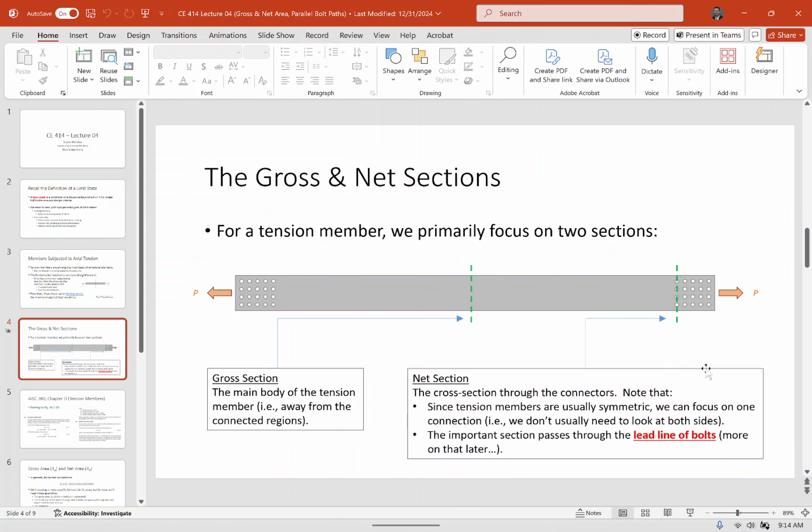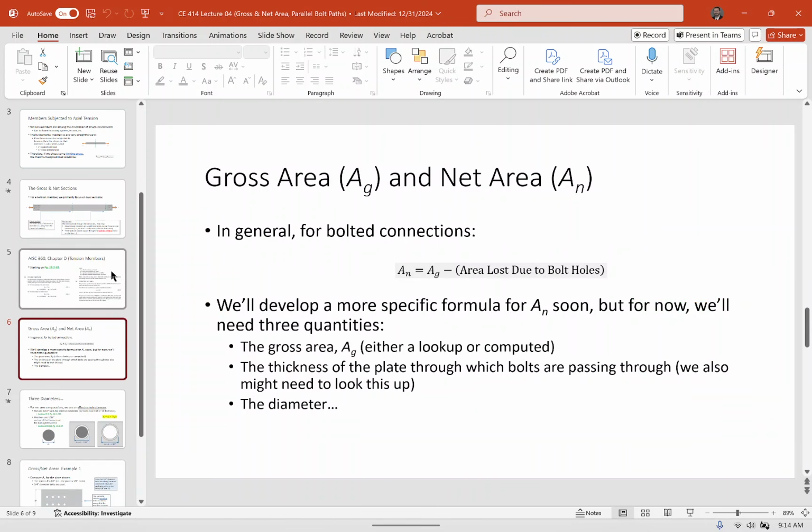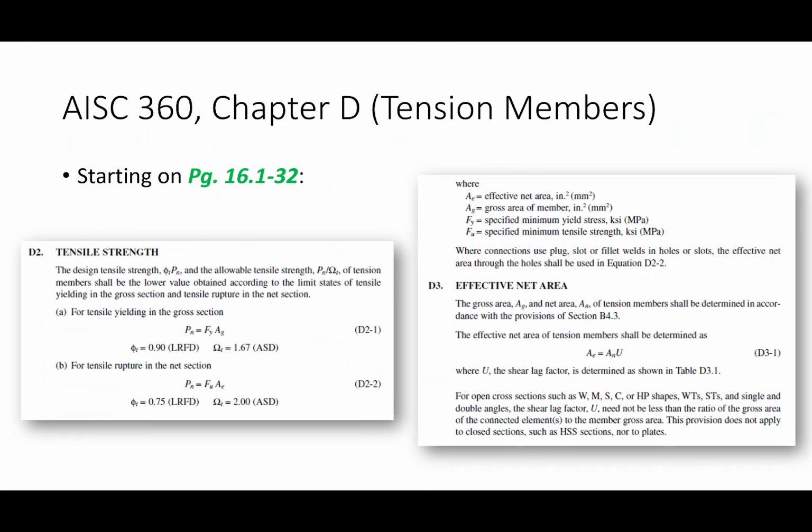Okay? All right. So let's go back here. Here's my section of the manual that I had just pulled up. This is what I'm looking at. We're going to look at gross area and net area. Okay? So can somebody just tell me, which is bigger, gross area or net area? Gross area, right? Because the gross area is the main body of the member, and the net area is the gross area, but there's been stuff removed from the area.